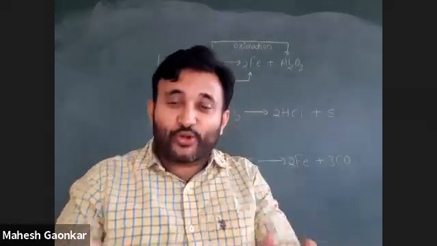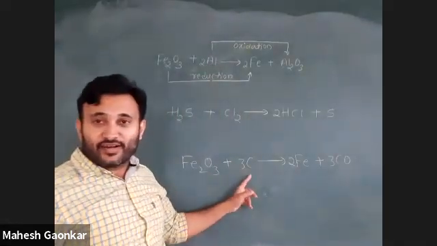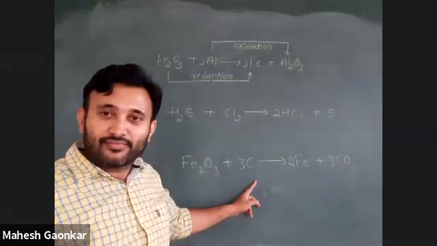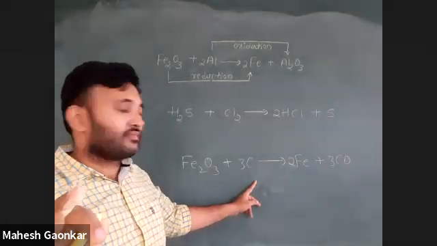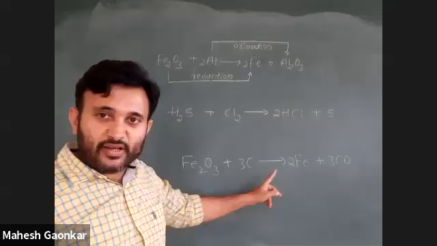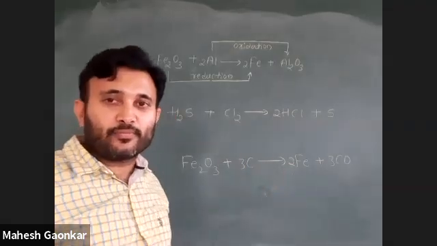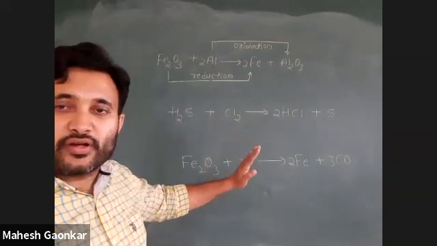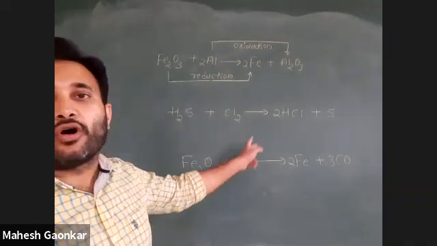Sir, you are muted. If I want to confuse you again, I just want to know how thorough you are. Tell me again, which is the reducing agent here? Carbon. You have to tell me confidently, sir, it is carbon. Carbon is the reducing agent. Which is the oxidizing agent? Fe2O3 is the oxidizing agent. The one undergoing reduction is the oxidizing agent. The one undergoing oxidation is the reducing agent.